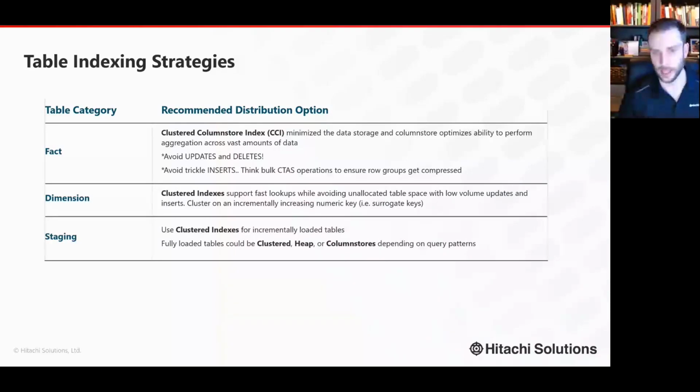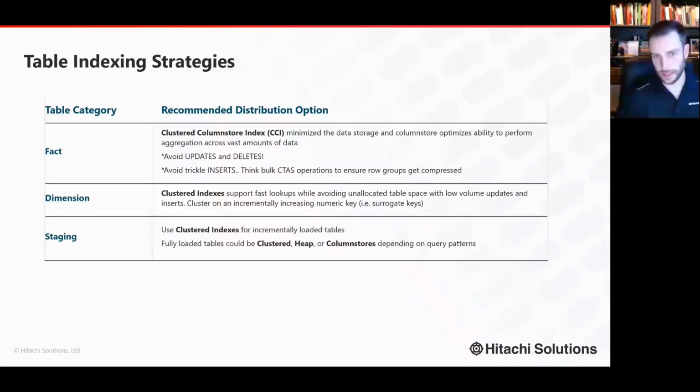So if you were to have a 10 million row table and you were to perform an update on every row, your data footprint is now 20 million, even though when you query the data, it will only produce 10 million rows of results.